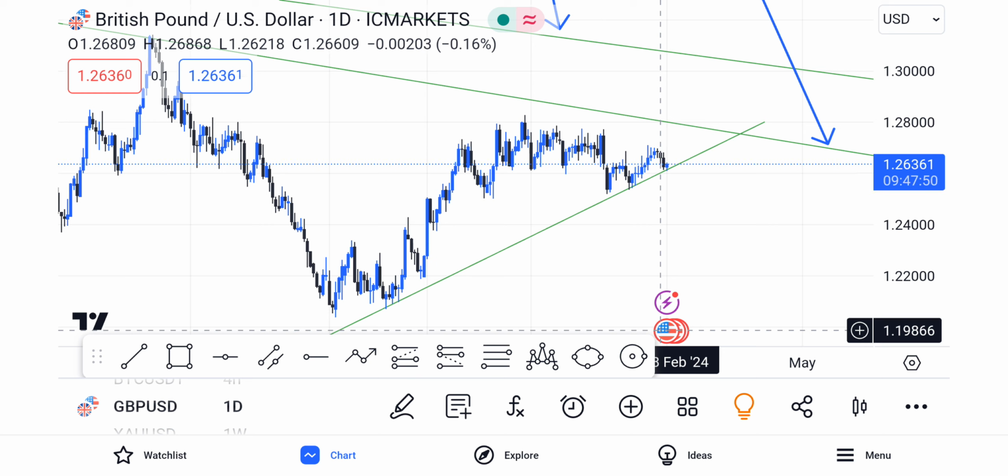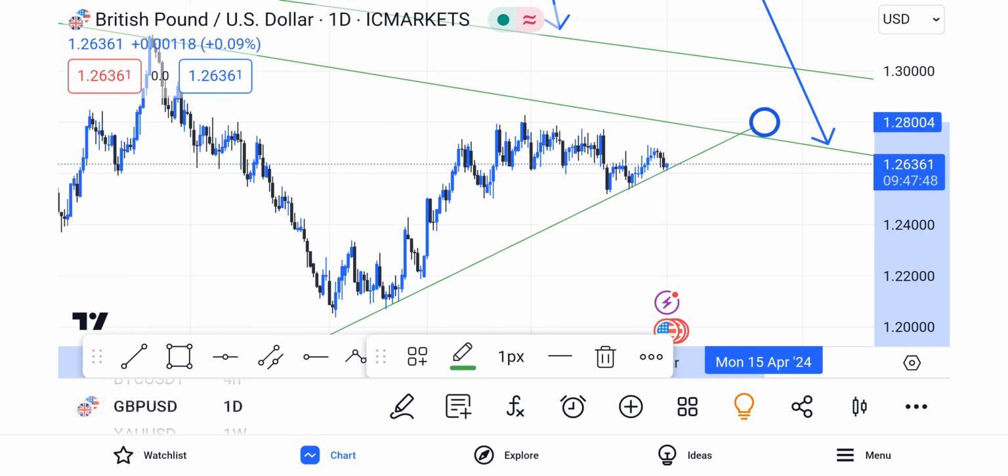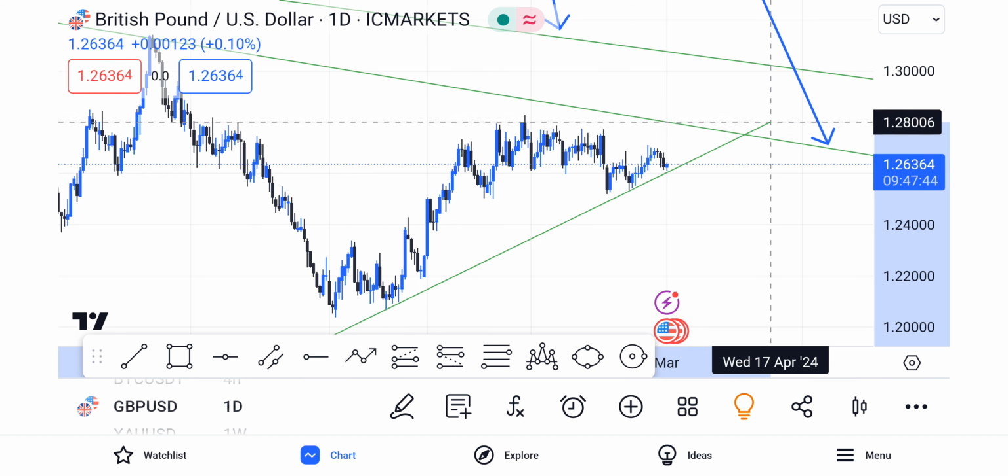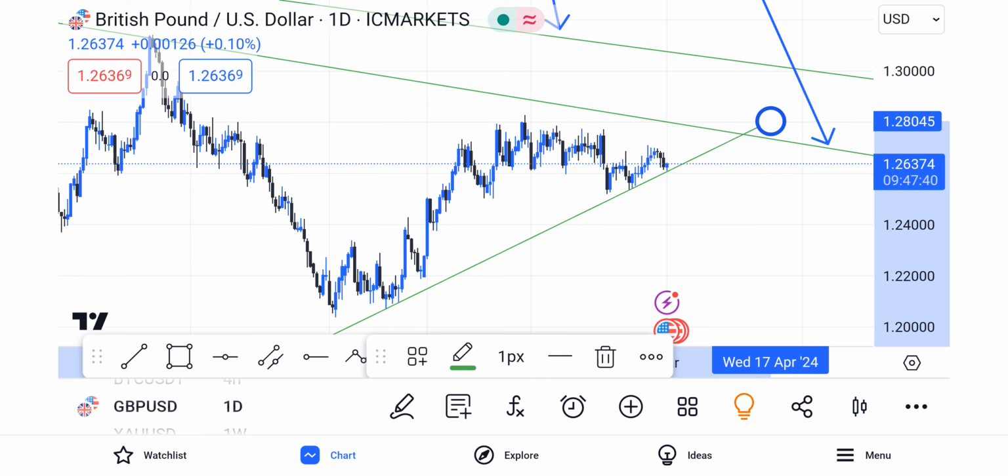So that is the current trend line, that is the current support trend line that is holding GBP USD at the moment. So by the time some of you will be watching, the market would have shifted, and maybe this trend line will no longer be holding it.